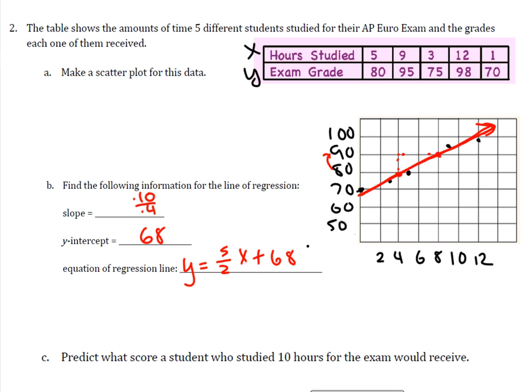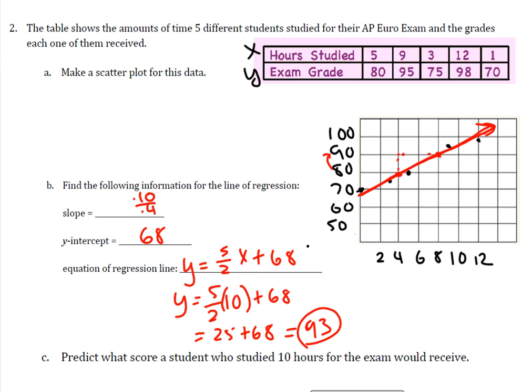So what is your best guess? What do you think that a student who studies for 10 hours will do? Well, throw 10 in there. So that's going to be 25 plus 68. So that's going to be 93. So that's what my equation gives me. Let's see if the graph matches up. At 10, I got a 93. That's pretty close. That's a pretty good estimate of what's going on. That's what we're trying to do.